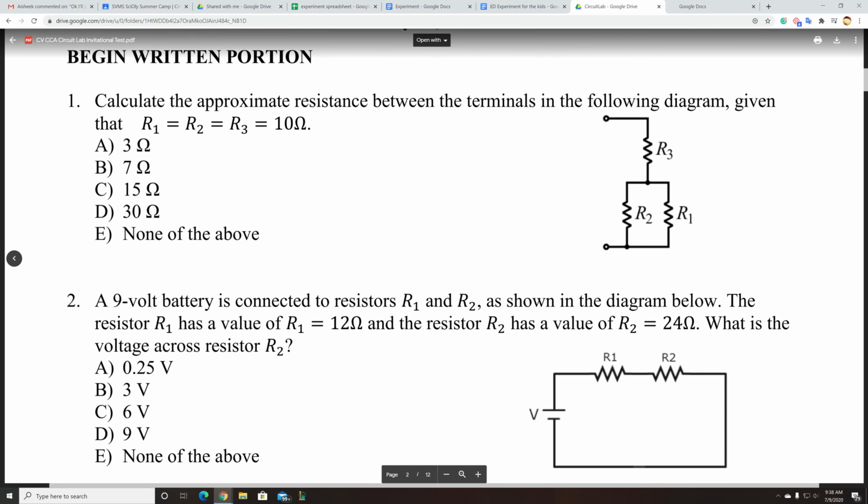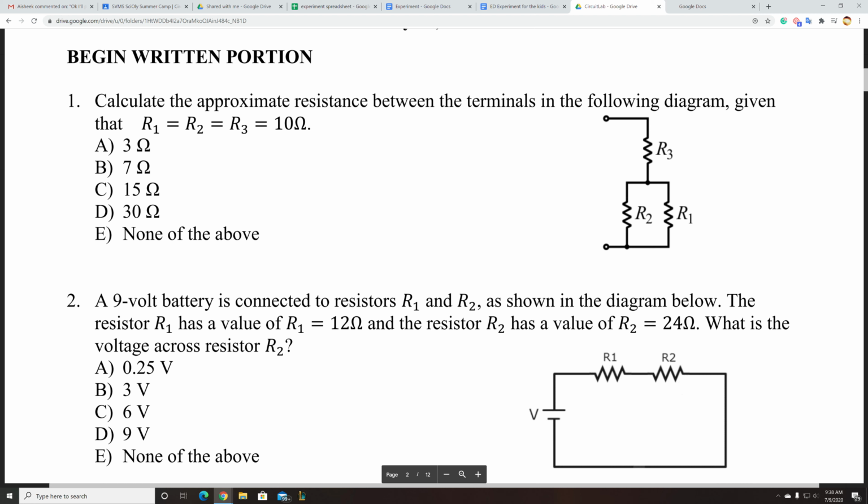A 9-volt battery is connected to resistors R1 and R2 as shown in the diagram below. The resistor R1 has a value of 12 ohms, and the resistor R2 has a value of 24 ohms. What is the voltage across resistor R2? Oh, this is actually really easy, you guys. You should get this easy.